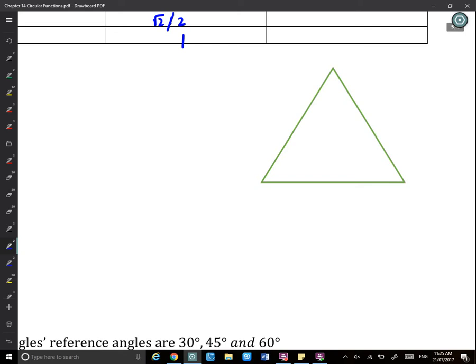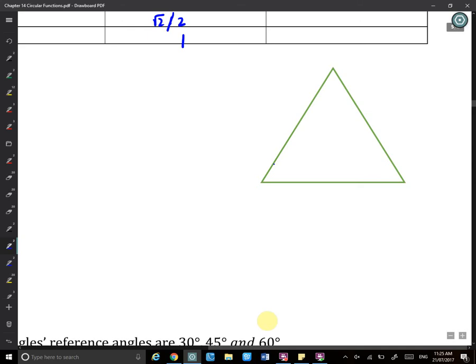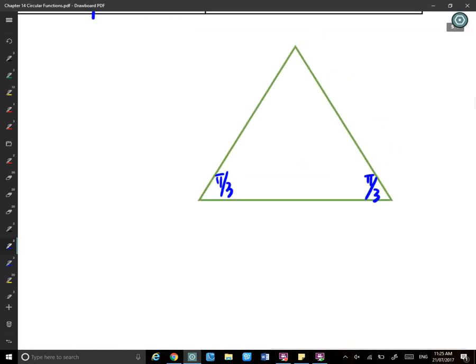The next special triangle we have is an equilateral triangle. If it's an equilateral triangle, all these lengths must be the same. And each angle is 60 degrees, which is pi on 3. Each of these angles must be 60 degrees, which is pi on 3.